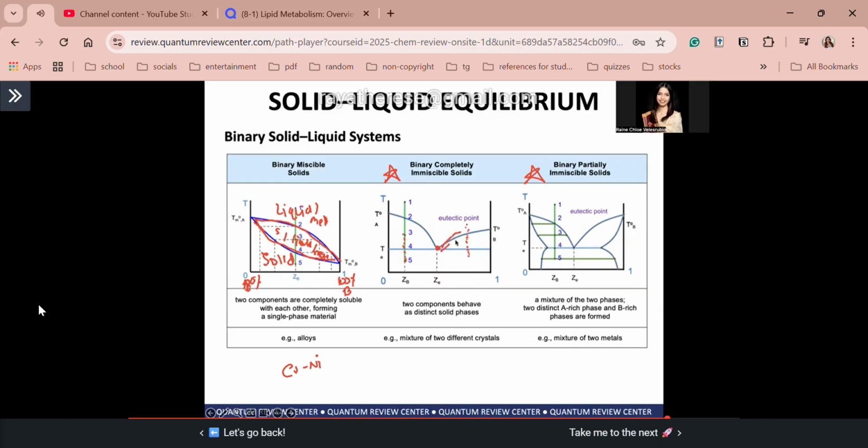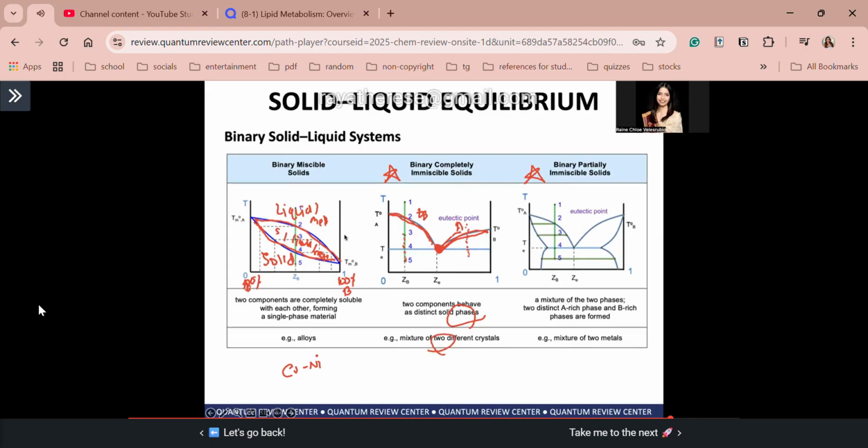Magkakaiba sila ng melting points. Let's say ito yung kay B and ito yung kay A. Again, they have different melting points. And that is because they are completely immiscible and they behave as distinct solid phases. Again, guys, when you see eutectic point, it is the temperature at which your solid becomes the most easily melted. So for example, for a binary completely immiscible solids, you have a mixture of two different crystals.